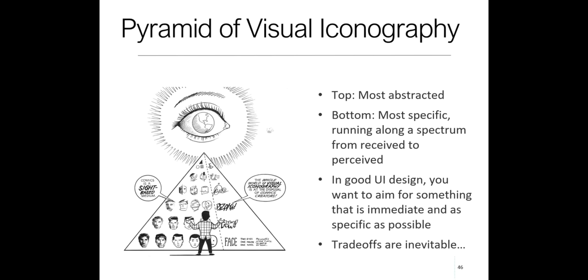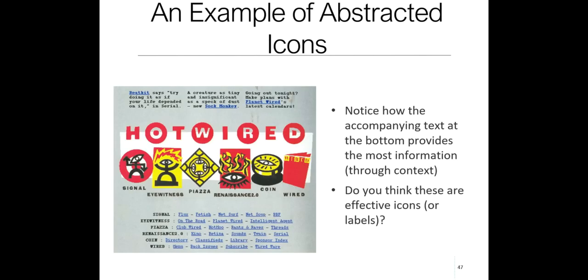Now, having said that, trade-offs are inevitable. Here's an example of, again, a very old website. This is actually from the early days of the web. If you're familiar with Wired magazine, this was the original website that went along with it, Hotwired. Notice how the accompanying text at the bottom provides the most information through context.